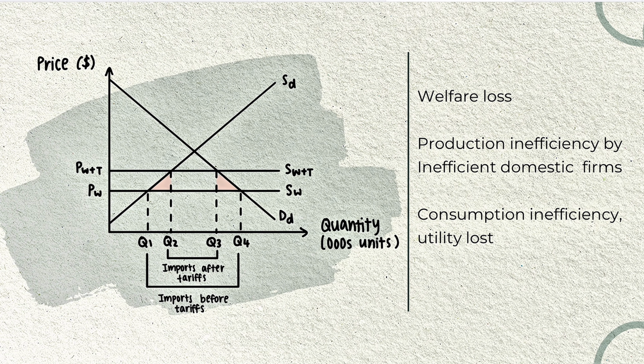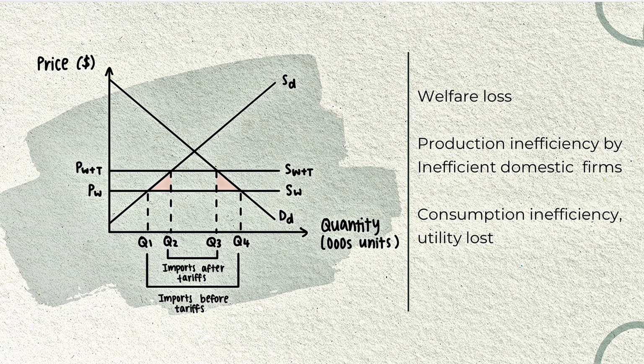There are two small triangles here and here. The domestic producers that are producing in between PW and PW plus T are operating inefficiently and they are only surviving due to this tariff. And even though domestic production has increased from Q1 to Q2, the resources used to make these products are not fully optimized.